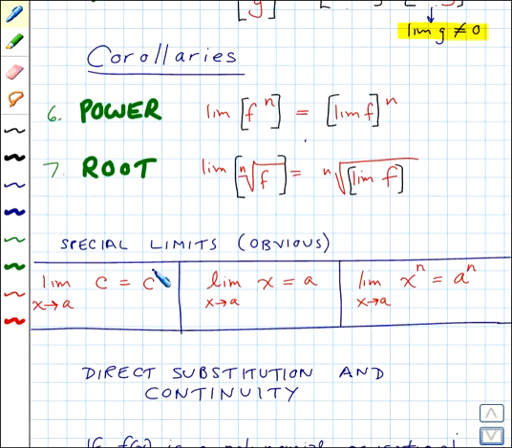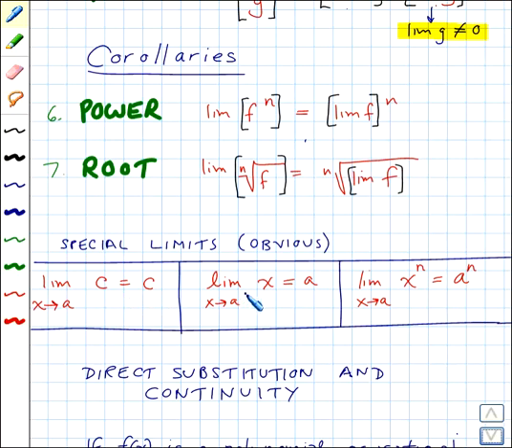Now, we come to 3 special limits, which are fairly obvious, but we should go over them. It says that if you have a constant number c, and let's say a function y equals 7, for example, a horizontal line, the limit of the function c as x approaches a is always going to be c because the function is always c.